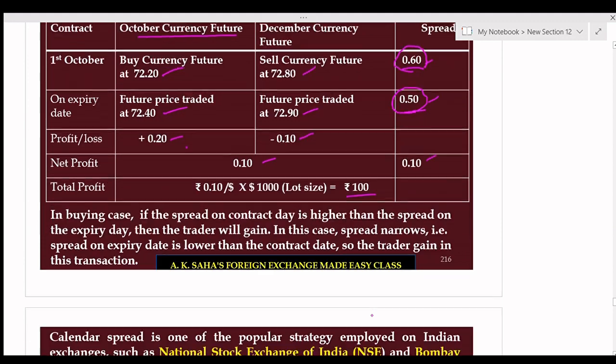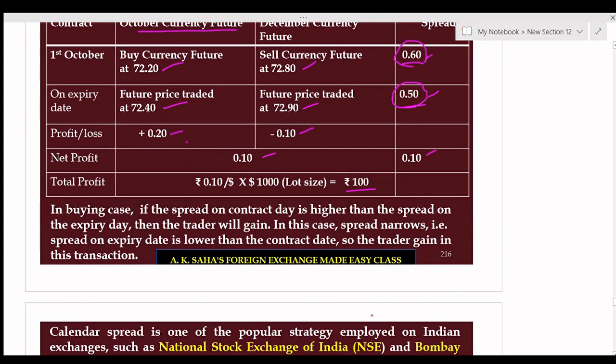In the buying case, if the spread on contract day is higher than the spread on expiry date, the trader will gain. In this case, the spread narrows, that is, the spread on expiry day is lower than the contract date, so the trader gains in this transaction.